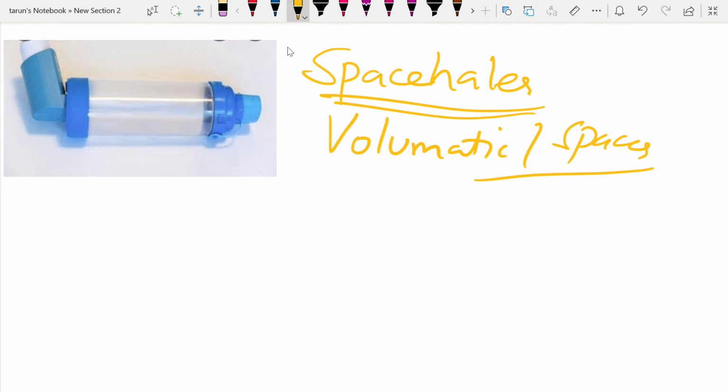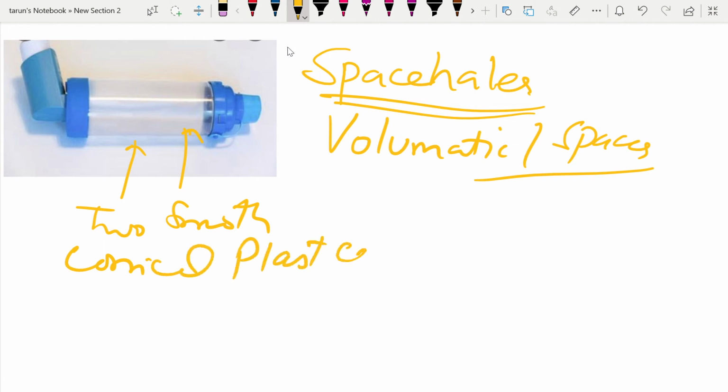This device consists of two smooth conical plastic containers. One fits into the other, producing a space. So the spacehaler consists of two plastic conical containers.